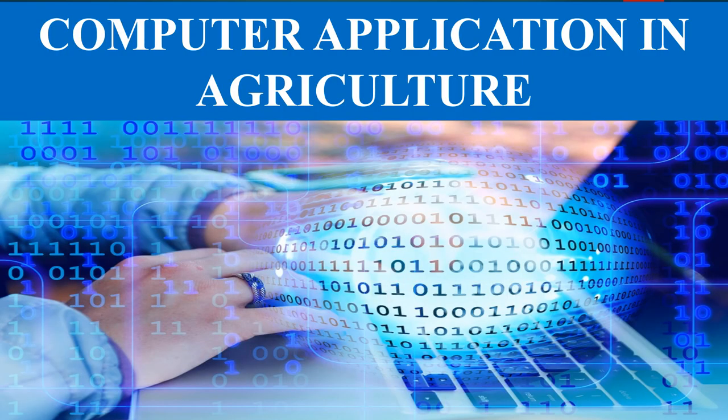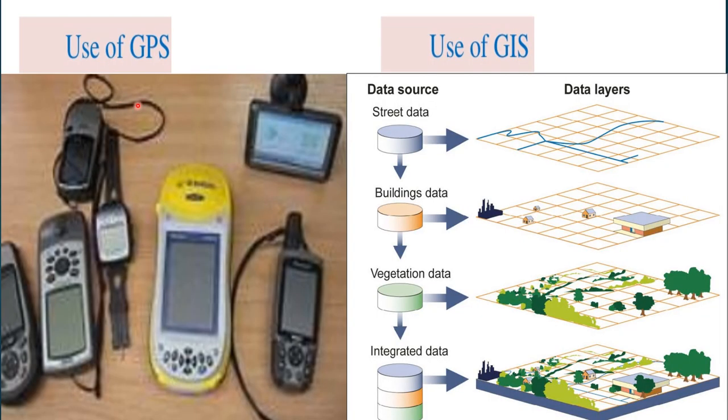Today I am going to explain about computer application in agriculture. In agriculture, the use of global positioning system provides benefit in geofencing, map making, and surveying. GIS, Geographical Information System, is extensively used in agriculture, especially in precision farming. GIS is used in decision making, such as what to plant and where to plant, using historical data and sampling.